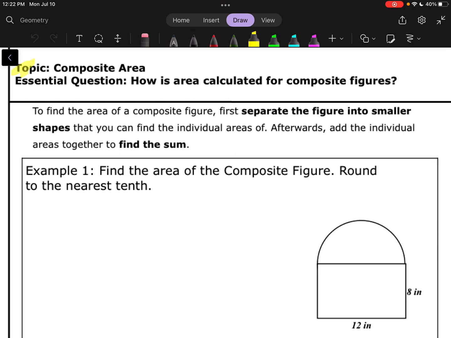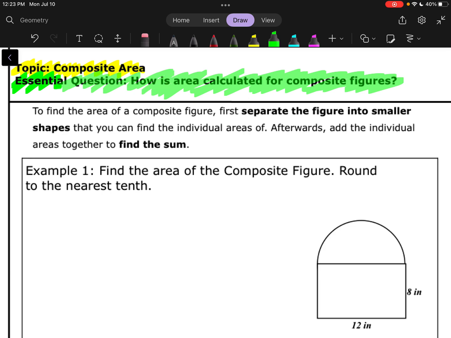All right, so the topic for this video is going to be composite area, where we will be attempting to find out how to calculate area for composite figures, or figures that we just straight up don't have a regular old formula for.